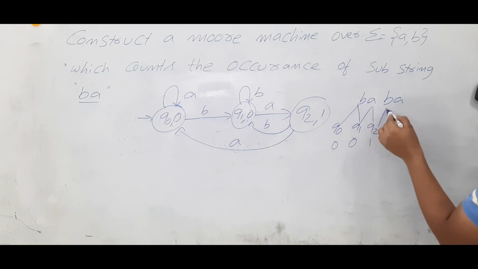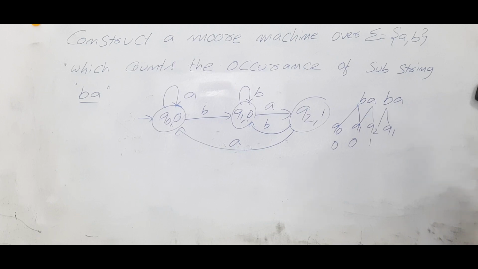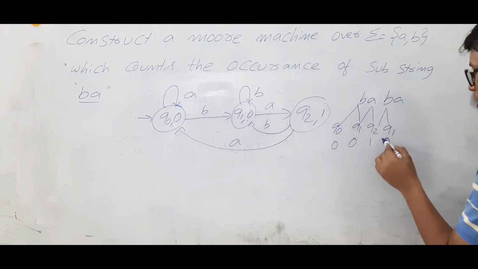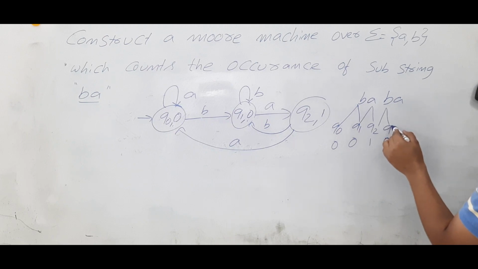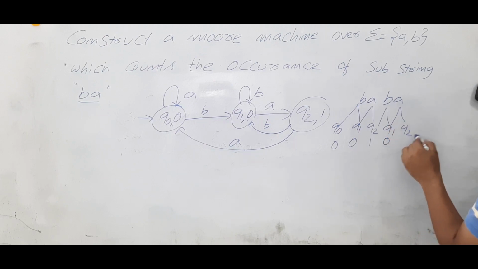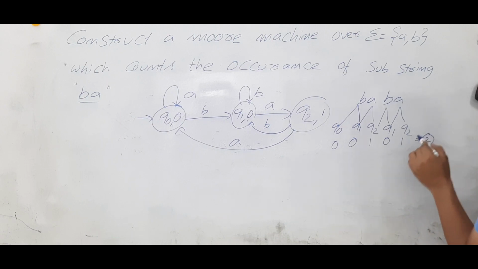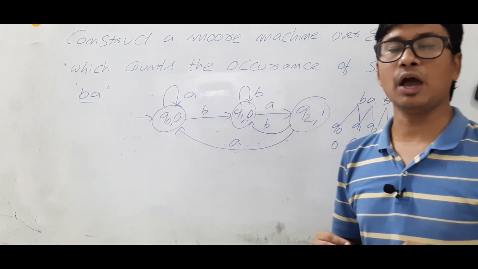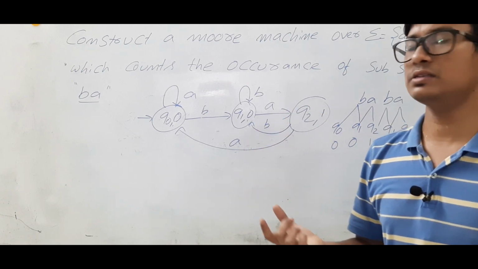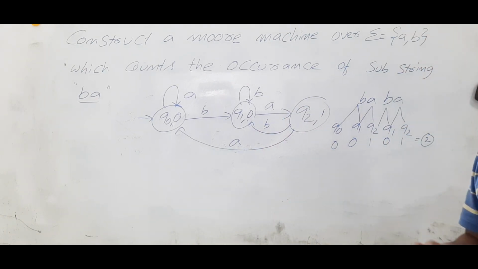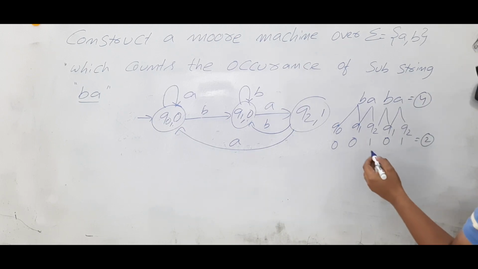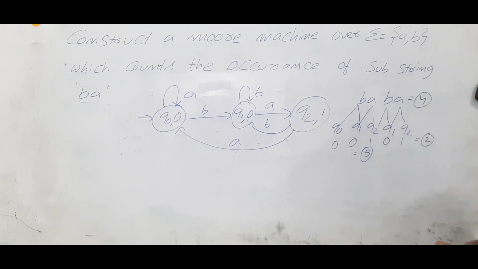Now Q2 on B, I am reaching a state called Q1, so the output I will get is 0. Now Q1 on A, I am reaching Q2, so the output I will get is 1. So how many times did 1 come? Two times. So I can say that the string BABA has the substring BA twice. Is it clear? Now if you see another thing, what is the length of your input string? The length of the input string is 4. What is the length of your output? It is 5. Am I right?